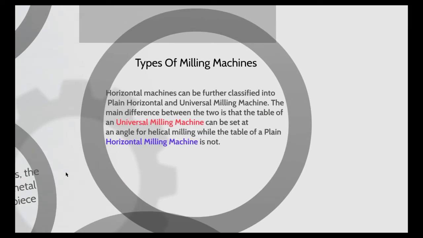Horizontal machines can be further classified into two: plain horizontal and universal milling machines. The main difference between two is that the table of a universal milling machine can be set at an angle for a helical, while the table of a plain horizontal milling machine cannot.